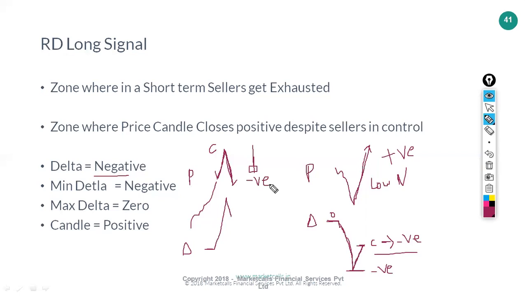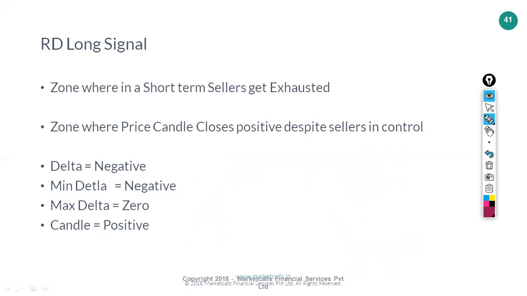The closing delta will be positive. And the minimum delta, here is the minimum delta, will be zero. And the maximum delta will be positive. That's what happened in Lupin. At that time, when it reached the day high, that momentum exhaustion pattern came in. That is where you're able to see a short signal.